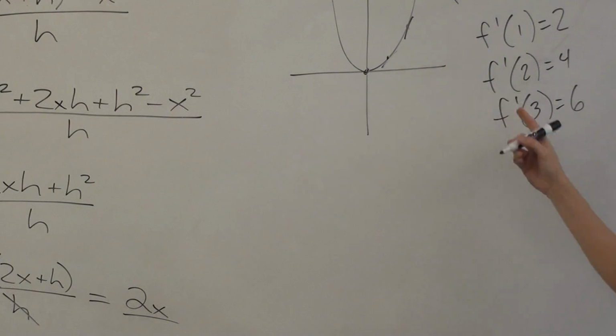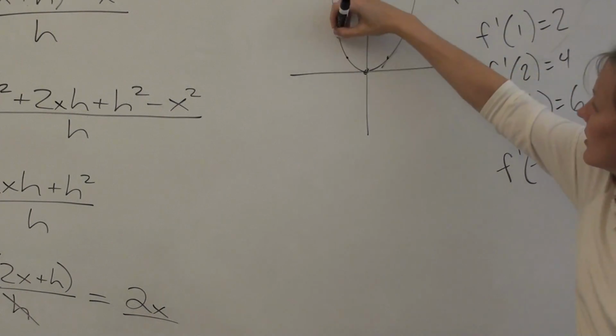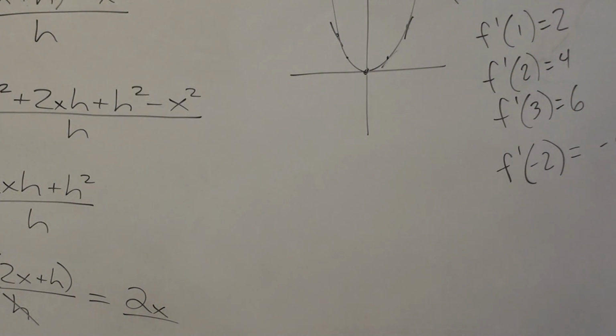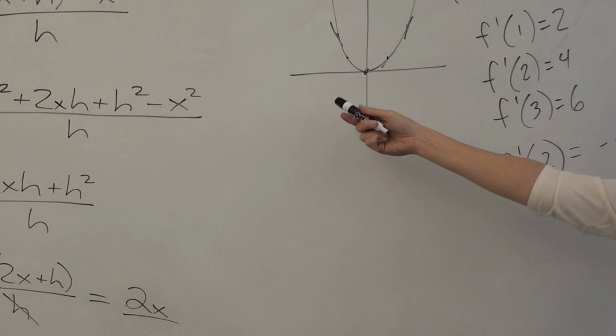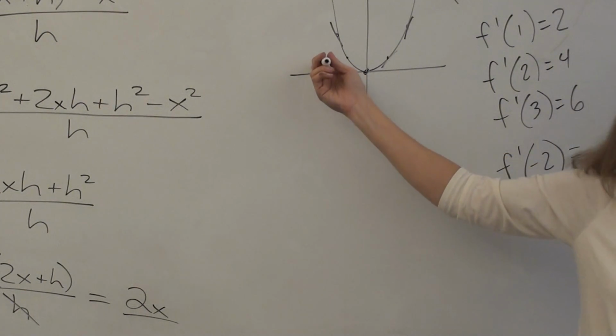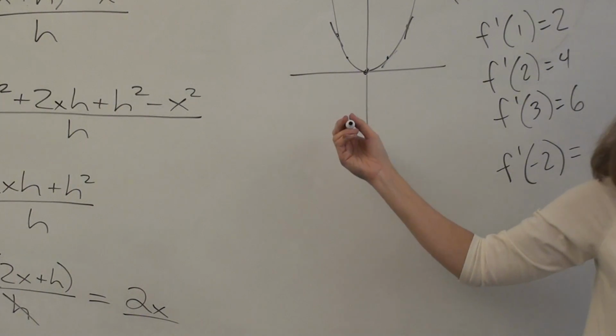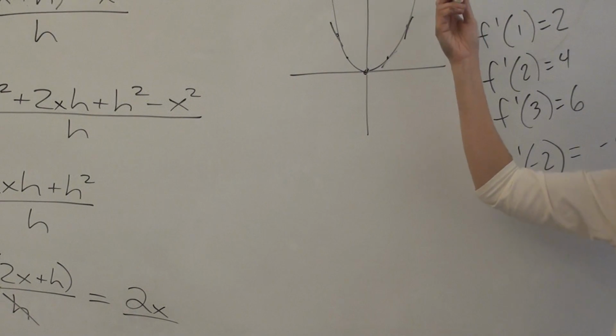Yeah. Ooh, let's do some negatives. How about f prime of negative 2? Negative 4, because I'm plugging into my derivative, right? So my slope over here at negative 2 would be negative 4. Does it make sense that whenever x is negative, your slope is negative? Why? Because the graph is going down, right? So whenever the graph is going down, the slope would better be negative. Whenever the graph's going up, the slope would better be positive.